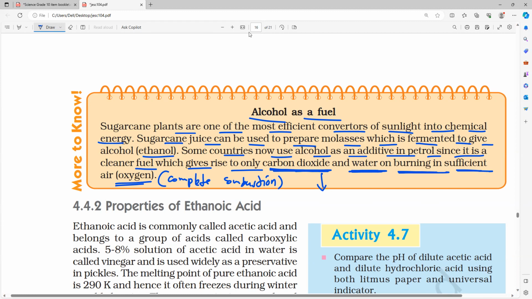What is the chemical equation you studied? Sufficient supply of oxygen. Ethanol, CH3CH2OH, undergoes reaction with oxygen, 3O2. Verify it, everybody. You will get 2CO2 plus 3H2O, and along with that you will get heat. Am I right, everybody? Verify, guys.